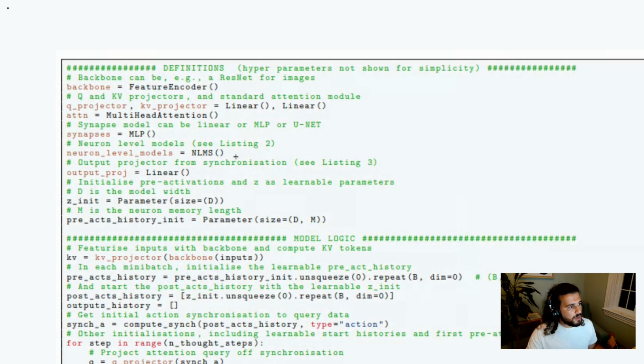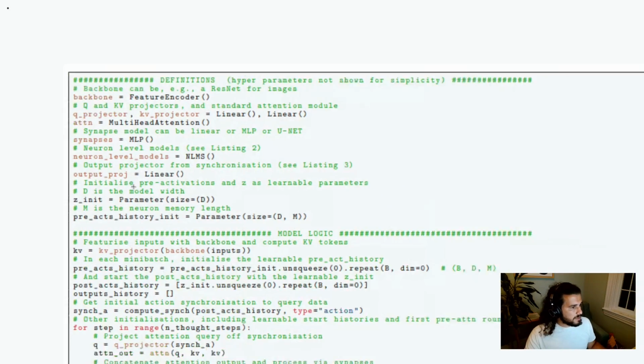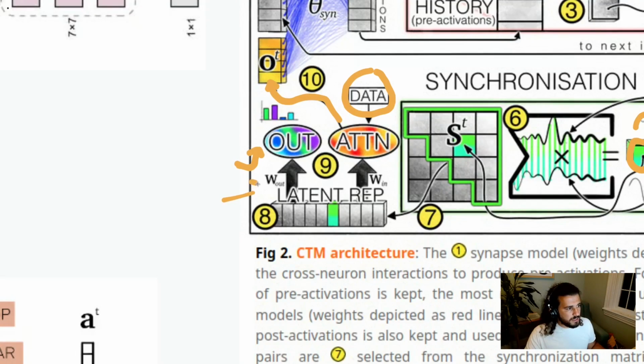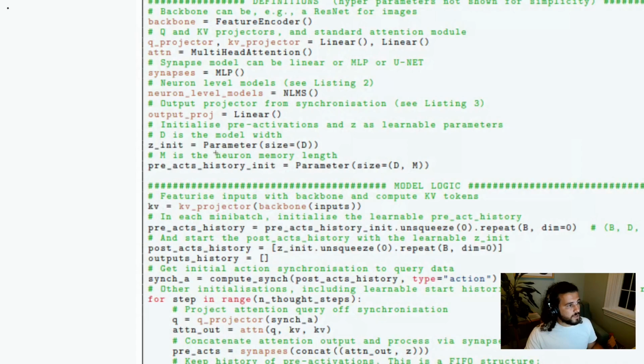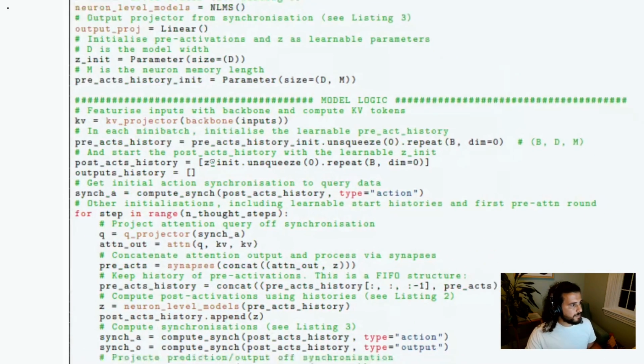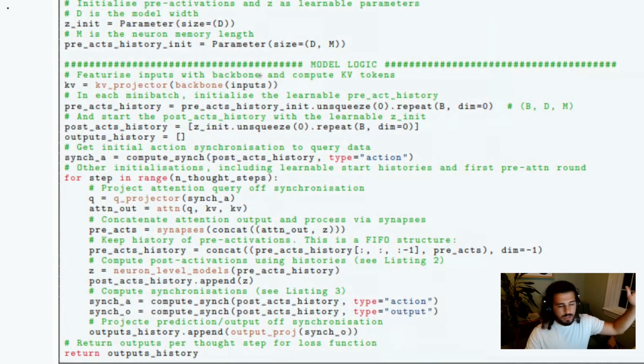And then you have the neural level model. We're going to see what it is in the other pseudocode. And then you have the output projection from the synchronization, which is a linear layer in this case. So it's this thing here that we're talking about, right? That's the idea, and you keep track of the pre-activation history. In this case, they start with the data, which makes sense because they can kickstart the whole thing, but then they keep track of the whole history.